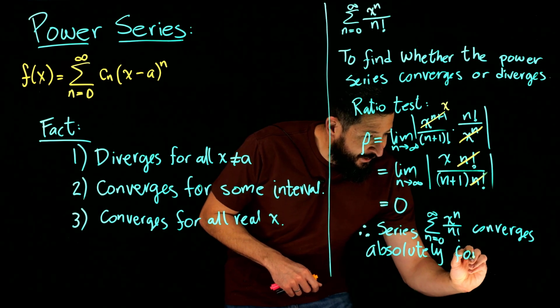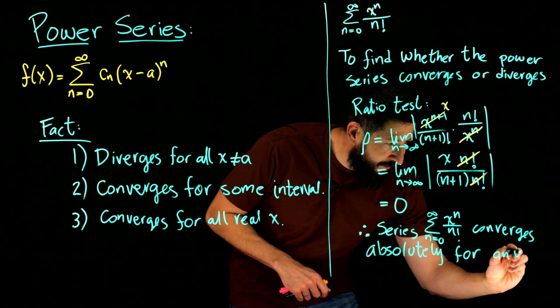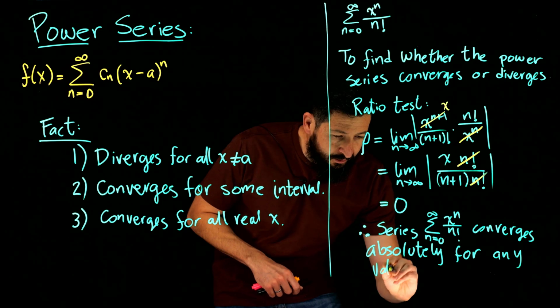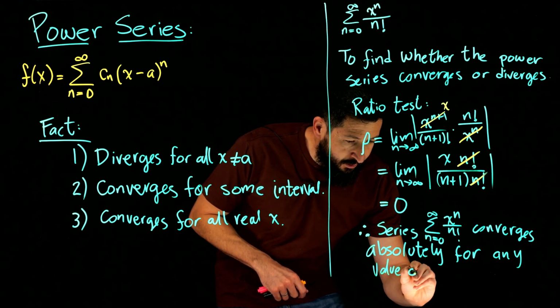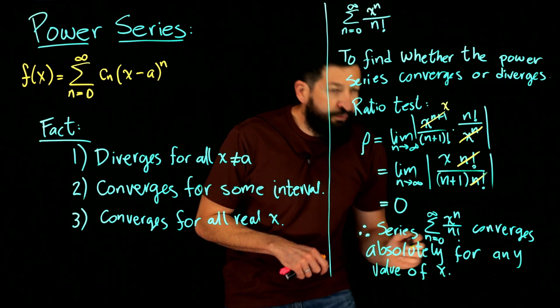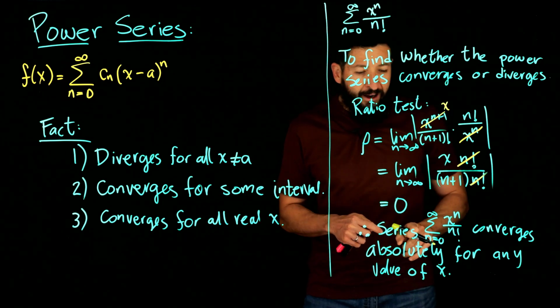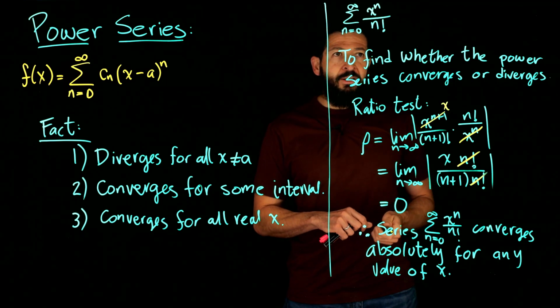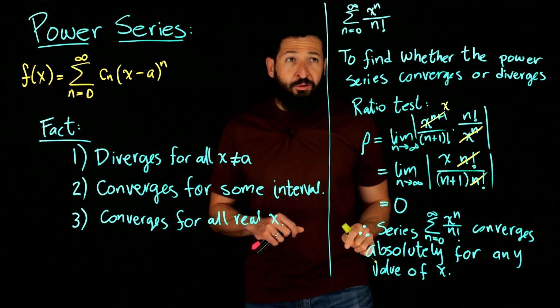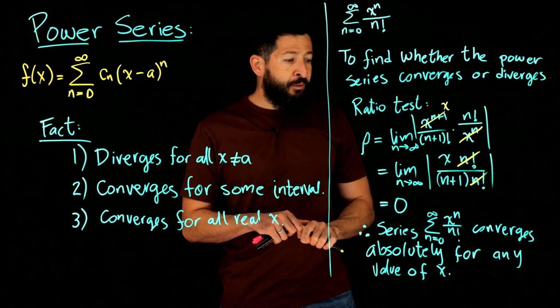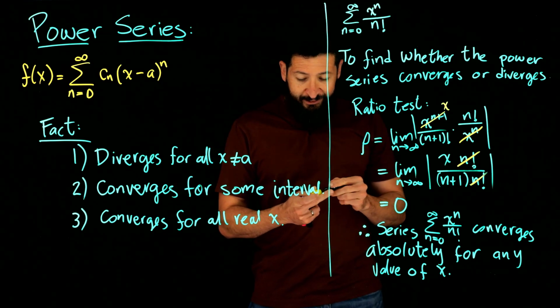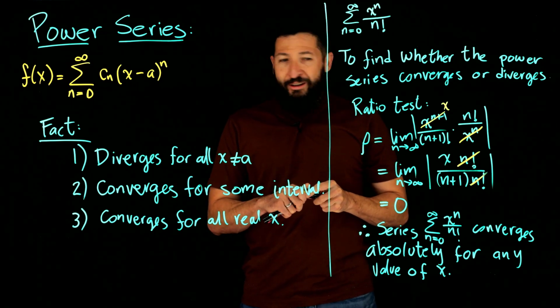For any value of x. So once you fix a value of x, you take your limit and you find that it converges absolutely. And so if somebody asks you, does it converge? You just say absolutely. All right, so now let's erase this and let's do a few more examples.